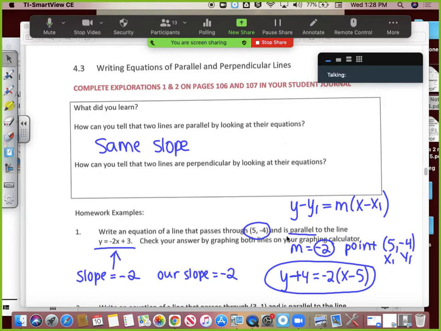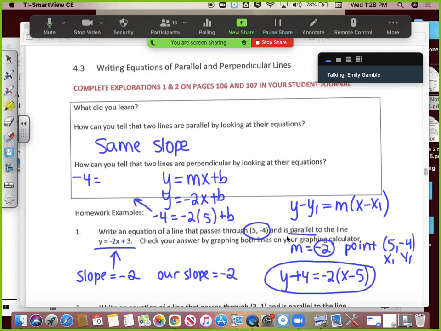Can't you also do the equation that might be slope form, where you put -4 equals -2 times 5? Yes. If we use slope-intercept form instead, then we would have y equals -2x plus b. We would put in -4 for y, and 5 for x, and solve for b. -2 times 5 is -10, so this would say -4 equals -10 plus b. We would add 10 to both sides, and this line would cross at 6 on the y-axis, so the equation would be y equals -2x plus 6 as well.